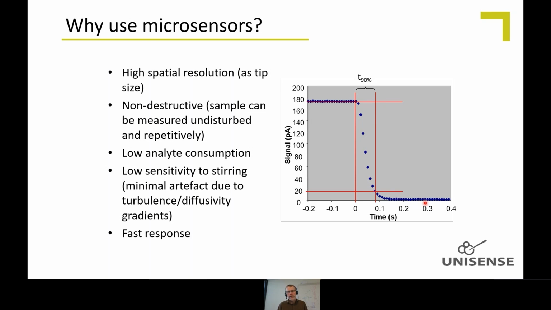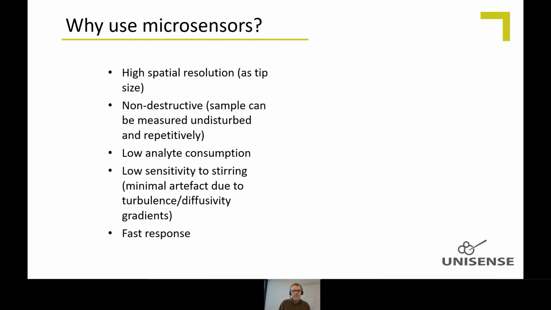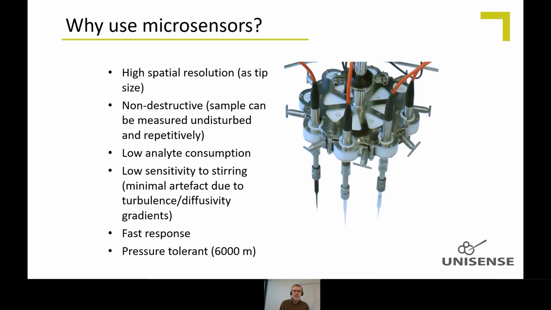Normally, our fast sensors have a 90% response time of, we say, less than 0.3 seconds or something in that range. Standard oxygen sensors, for example, would have a 90% response time of 3 to 5 seconds or so. And then they are pressure tolerant if they are mounted correctly in the in situ connector at the in situ amplifier. Then you can take them all the way to the deep sea, at least 6 kilometers depth.